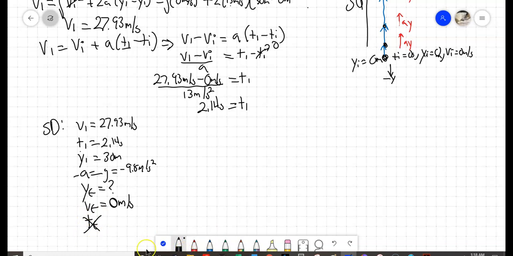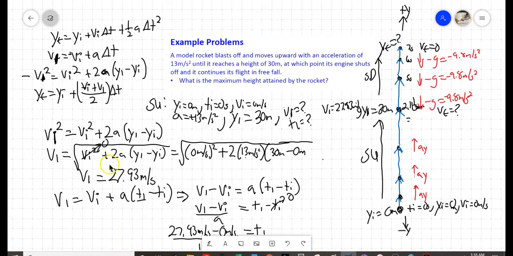So we're going to use our equations of motion. We're going to be looking for any equation that doesn't have t final in it. So we're going to be using the same equation that we used before, because it doesn't have a time variable. It has final velocity, which is 0. It has the initial velocity, which is 27.93 meters per second. It's going to have a negative gravity and y final minus y1.